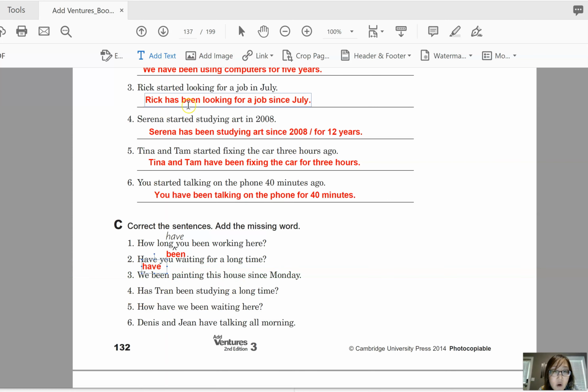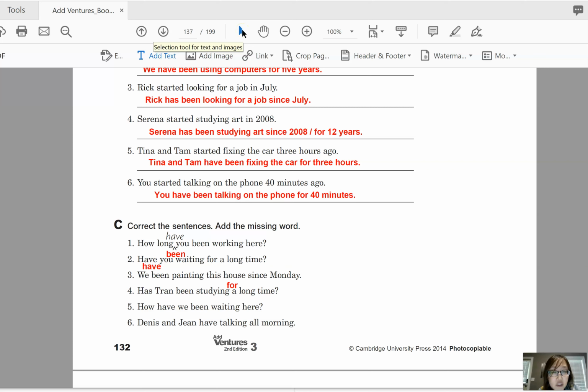Okay, and then number 4. Has Tran been studying a long time? Okay, so in this case, what's missing? Okay, so in this case, we have to say, has Tran been studying for a long time?